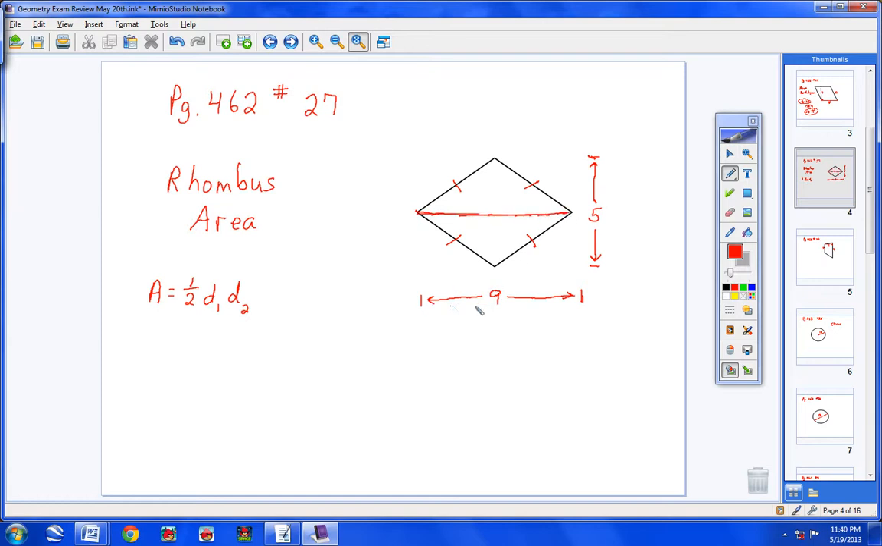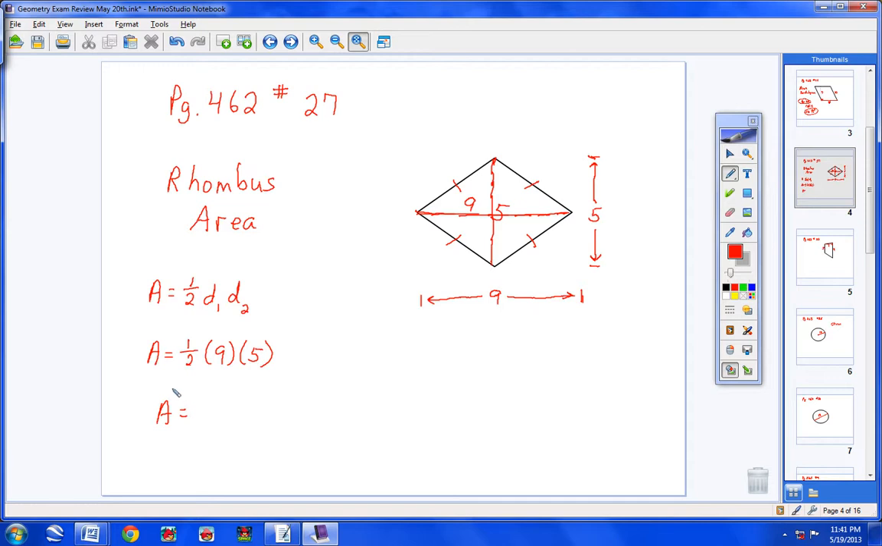Well, it would be 9. See this? They gave this measurement down here. What they're saying is this diagonal is 9. That's what they're saying. And if I were to draw a diagonal right here, how long would that diagonal be? Well, 5. So all that you have to do to find the area of a rhombus is take 1/2 times one of the diagonals, we'll call it 9, times the other diagonal, which is 5. So that would be 1/2 times 9 times 5 would be 22.5. I did that in my head.